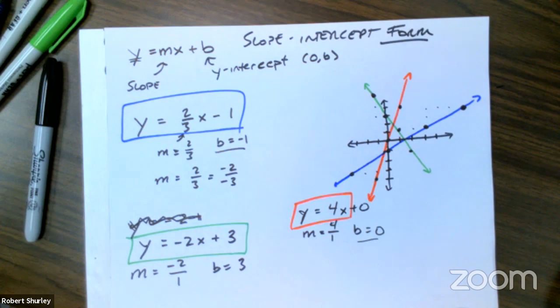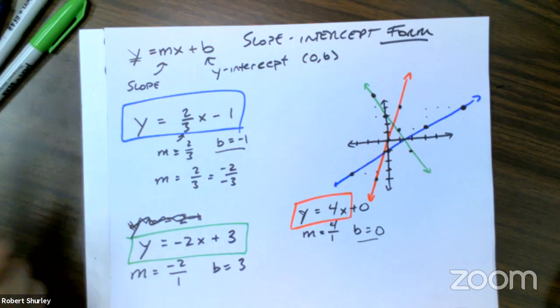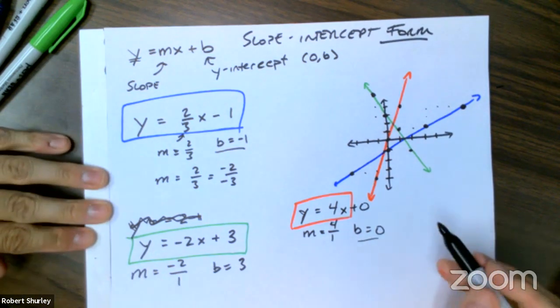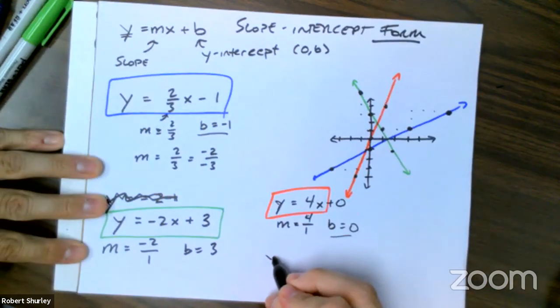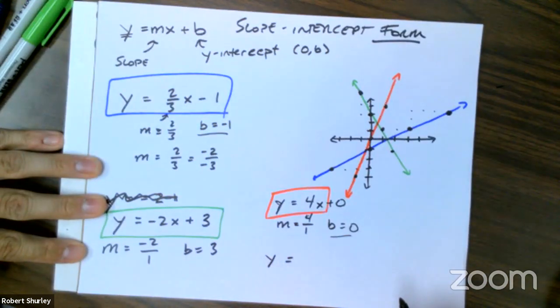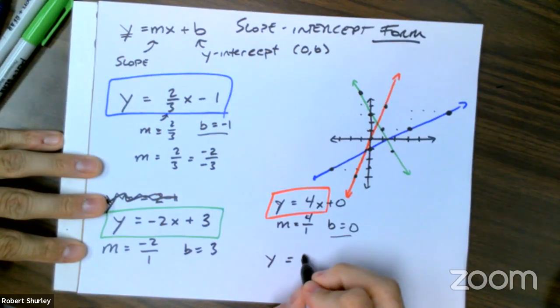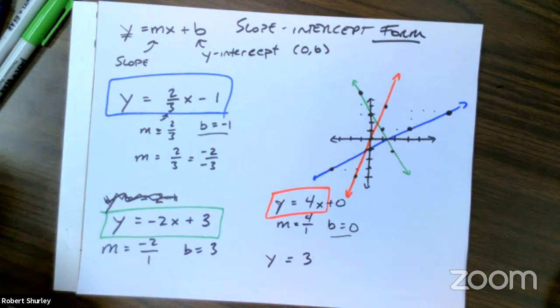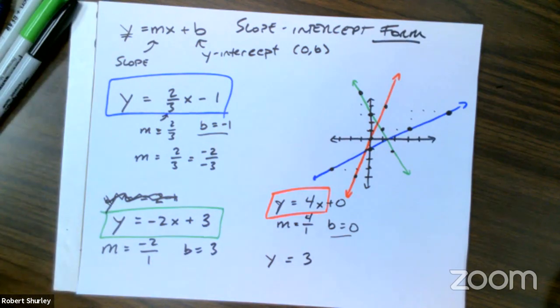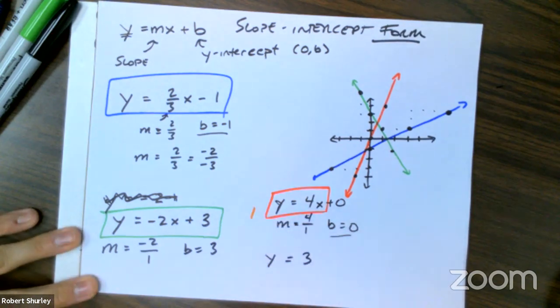Okay, let's do one more weird one in this form, which is, well, what if there's no x? So what if we had y equals 3? What color should we go with? I'm going to go with orange. Why not?